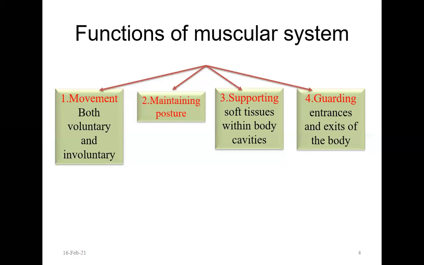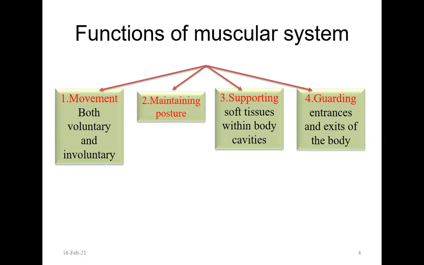Then guarding. So guarding the entrances and exits of the body. Any openings in the body are guarded again by the muscular tissue. Like near the oral cavity, the mouth, there are lips which are made up of muscles. It is not the bones which are guarding, but the muscles which move. They can open as well as close, depending on that. So it will be guarding. If there is any external injury, it will close suddenly. So if an external threat is there, it will close.